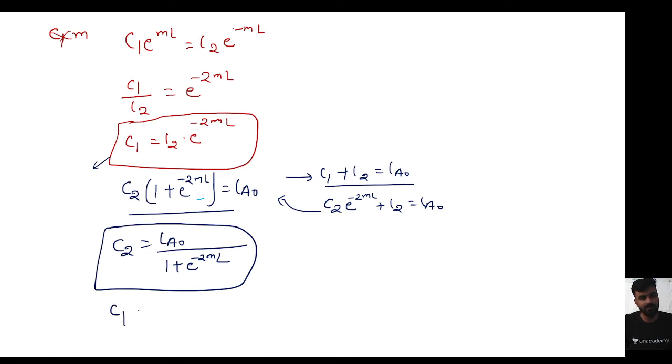Okay. And can I write C1 that is equals to Cas, and here you can write Cs at the surface. Cs e to the power minus 2 ml upon 1 plus e to the power minus 2 ml. Okay. Next, we have calculated the value of C1 and C2. We are having this value.